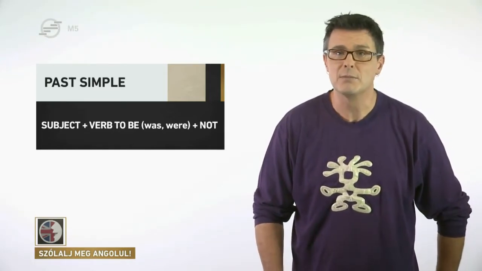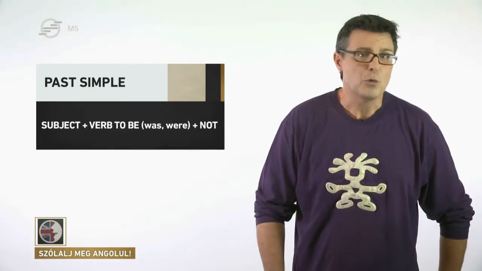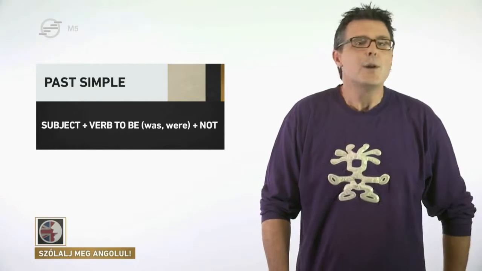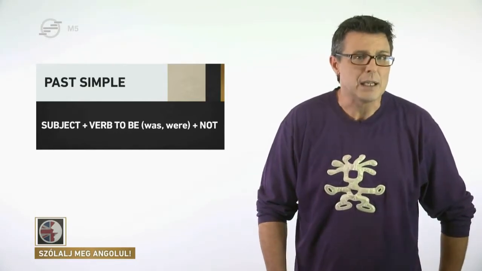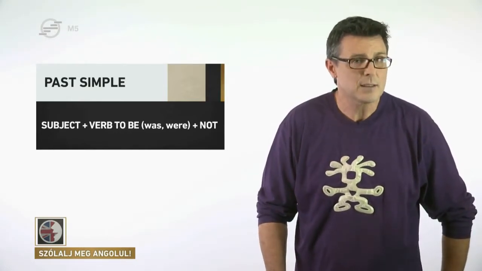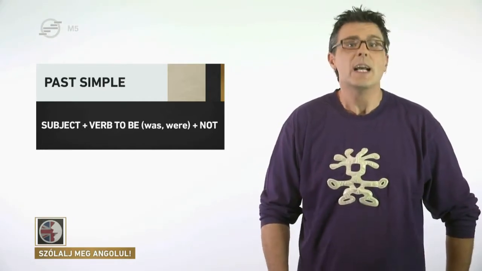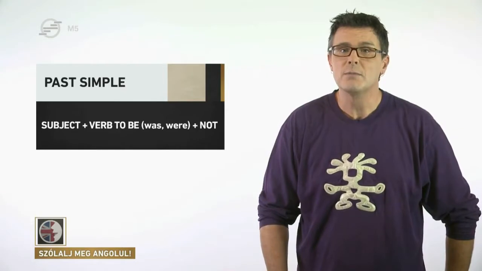In the past simple, we follow the same pattern. First, we have the subject. I, you, Alfredo, Joe and Jenny Taylor. Then the correct form of the verb to be in the past simple tense, was, were, and then the word not. Simple.